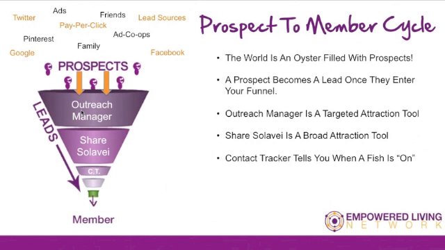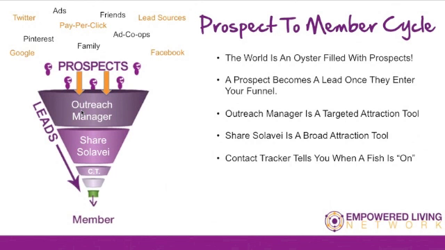Now, Contact Tracker, which is great within the Outreach Manager, tells you when you have a fish on. In Contact Tracker there's a little leader. It's a purple leader. If one-third of the leader is purple, you know they clicked on the video you sent them, but didn't really watch it. If two-thirds are purple, that basically means they maybe watched a little bit of the video, but not the majority of it. So they're kind of interested, but they didn't really bite hard on what you gave them.